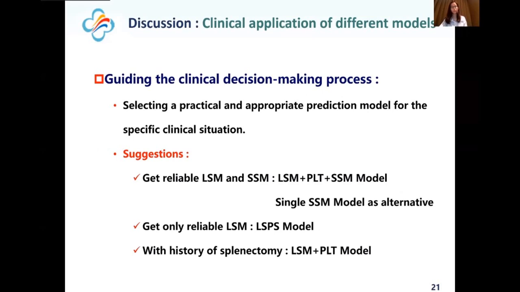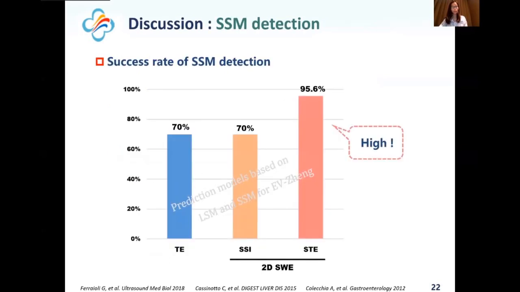It's important to select a practical model for the specific clinical situation. For most cirrhotic patients, if they can get the reliable LSM and SSM, we suggest the LSM, SSM plus PRT model as the first choice, and the single SSM model as an alternative. And when failed to get a reliable SSM, the LSPS model was preferred. At last, if the patient has a history of splenectomy, then the LSM and PRT model is recommended to be used.